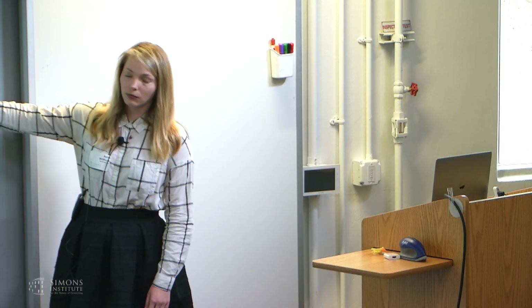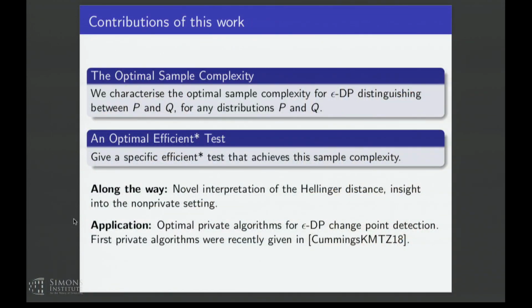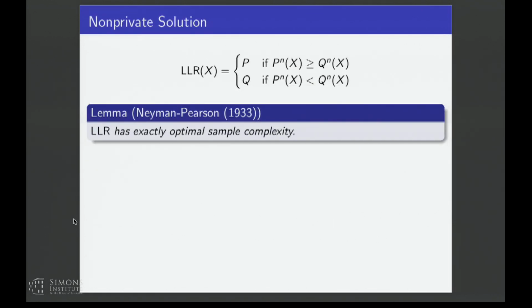Along the way, we're going to give a novel interpretation of the Hellinger distance, which is going to give us some insight into the non-private setting. In the paper, but I'm not going to talk about it today, we give an application of our hypothesis testing result to epsilon differentially private change point detection. Any questions so far?